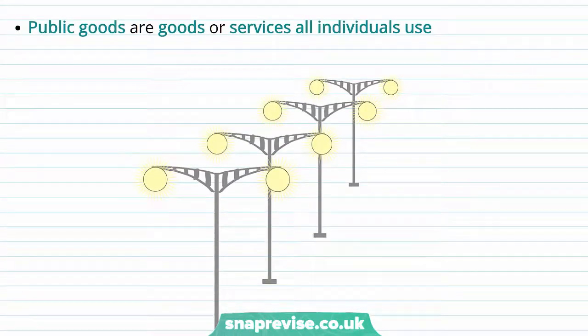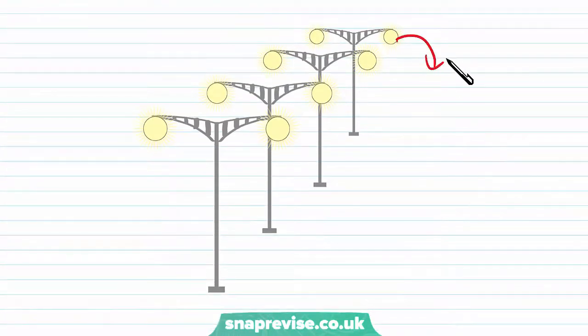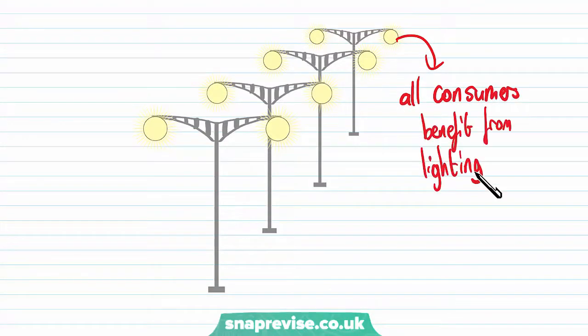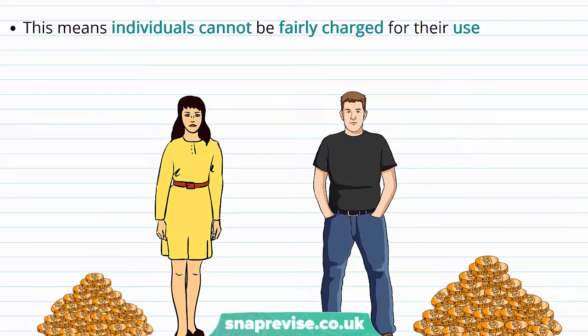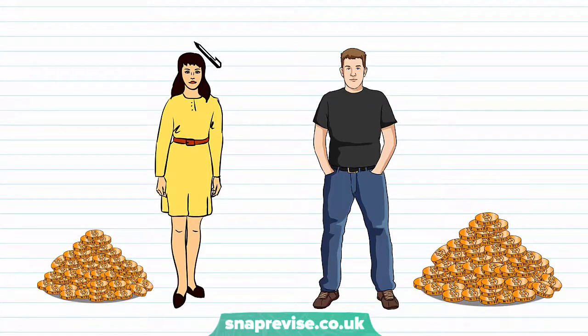So public goods will be goods or services that all individuals will use. So in the context of our street lighting example, this means that consumers all benefit from the street lighting. And as a result, this means that individuals cannot be fairly charged for their use. So suppose we attempted to charge two different people for using the light from our street lamp. And we're going to find out that it's quite tough to determine who used the street lamp more.